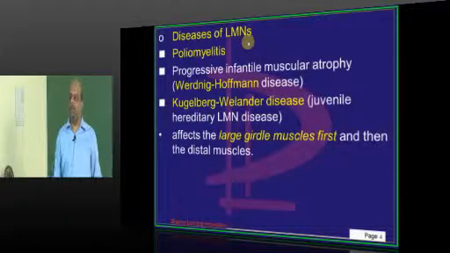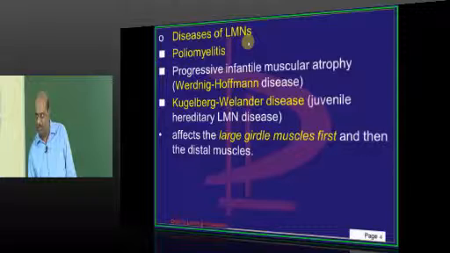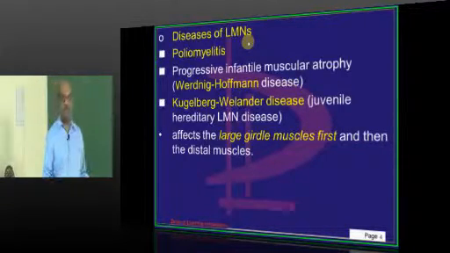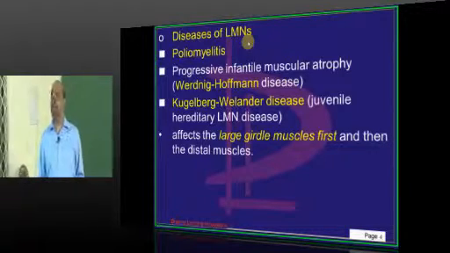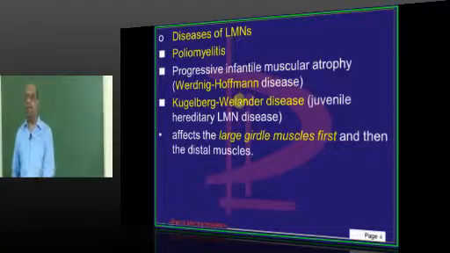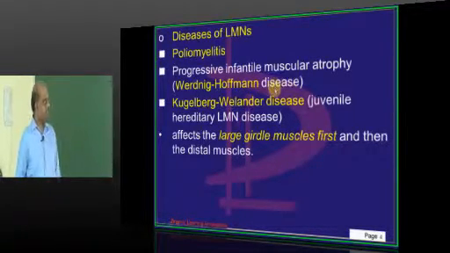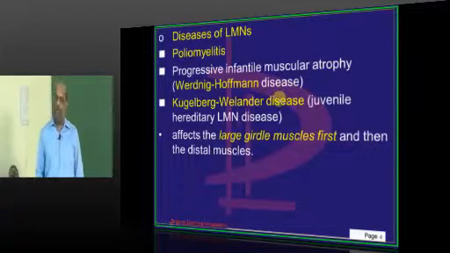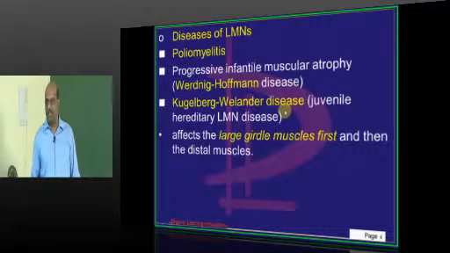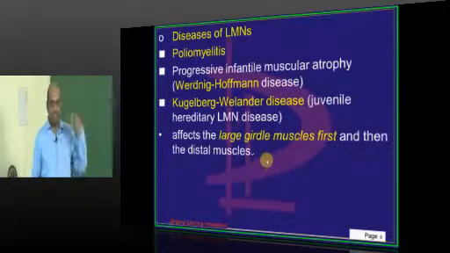Classical case of an LMN lesion. Do you find atrophy in a poliomyelitic muscle? There will be areflexia. So why poliomyelitis? Because it directly affects the anterior horn cells. Then there can be a few progressive infantile muscular atrophies like Werdnig-Hoffmann disease. Then there are neurodegenerative disorders like Kugelberg-Welander disease, which typically affects the girdle muscles quite often.